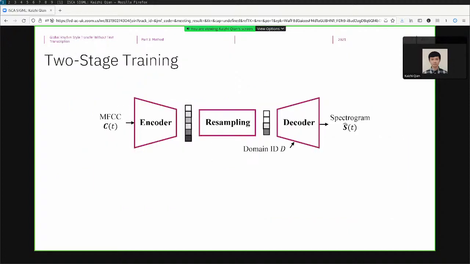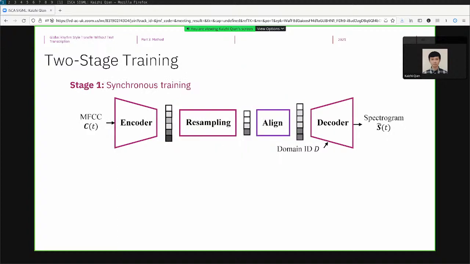That's all for the resampling algorithm, but the resampling module alone is still insufficient to remove rhythm information. This is because in practice, we find that the encoder and the decoder would always try to figure out alternative ways to communicate rhythm information. In order to break such collusion, we introduced a two-stage training scheme as follows.